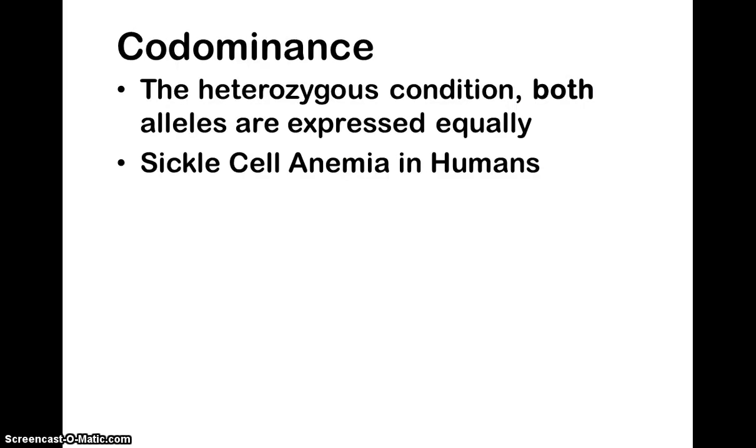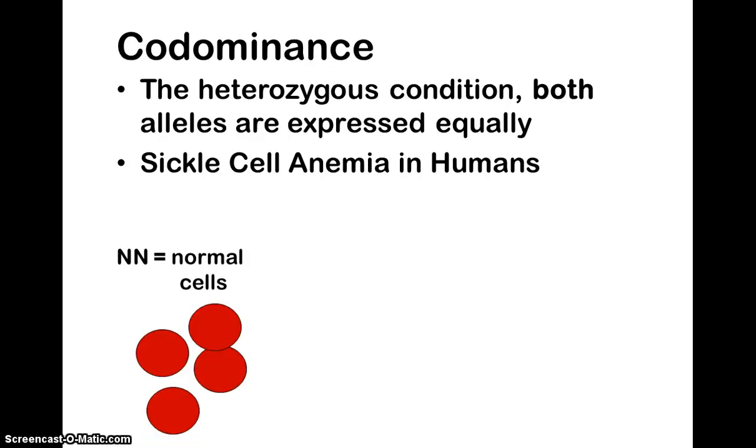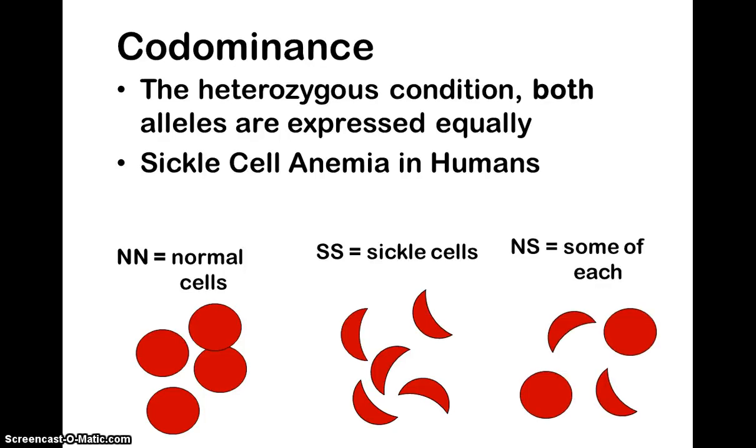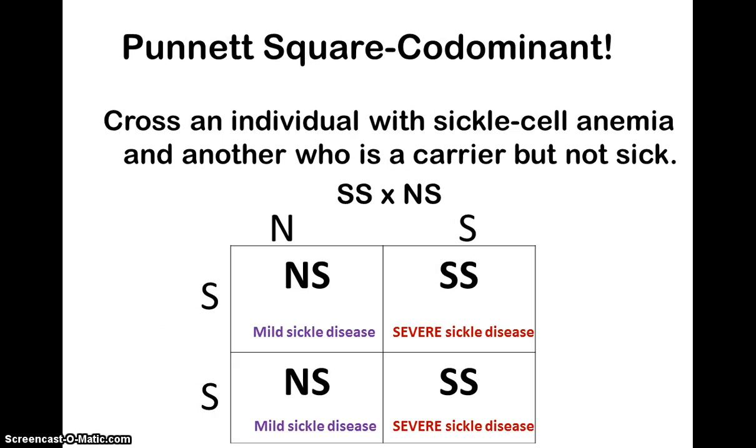Okay, so another example of this is actually sickle cell anemia, which we've seen several times. As a reminder, it's caused by a missense mutation. But here, in sickle cell anemia, you have normal cells. In sickle cells, if you are a heterozygote, so if you have one allele that has the sickle cell trait, but not the other one, you'll have some of each, okay? So obviously if you have the sickle cells, you're sick.